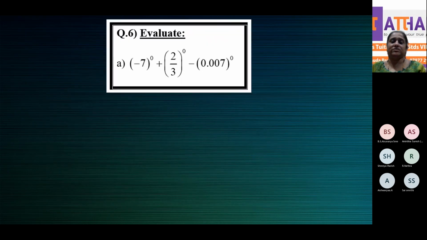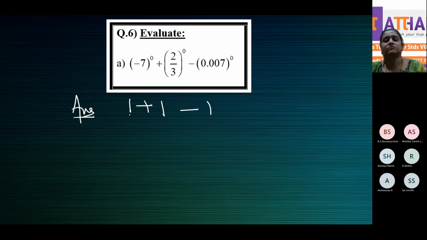Evaluate. Yes, Sai Smriti. 1. How is it 1? Because minus 7 power 0 is 1, plus 2 by 3 power 0 is 1, minus 0.007 power 0 is 1. So the answer is 1.